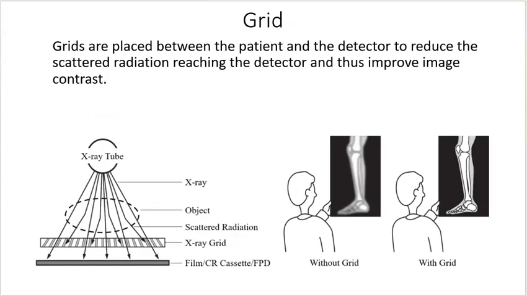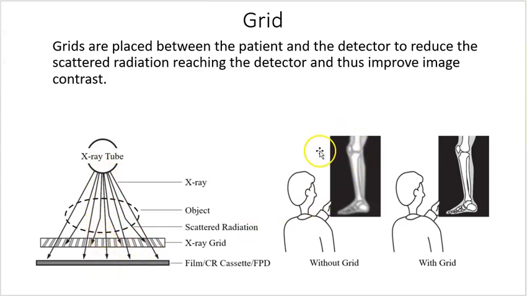And this is where the grid comes in. Grids are placed between the patient and the detector to reduce the scattered radiation reaching the detector and thus improve image contrast. So here you have the grid. A grid is made of metal. It is lead strips to block the radiation, and they're angled like this, and then it has usually aluminum spacers between the lead strips. So here you have the X-ray tube, comes down, hits the patient, and these scattered ones that come out at weird angles will be caught by the grid, and ones that go straight through the patient and on through the grid will reach the detector.